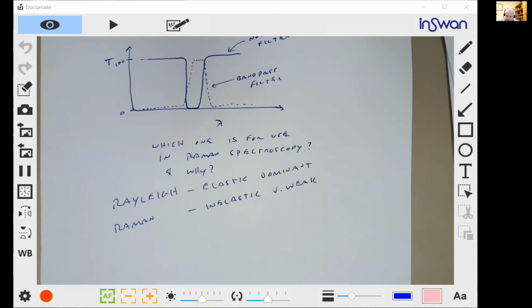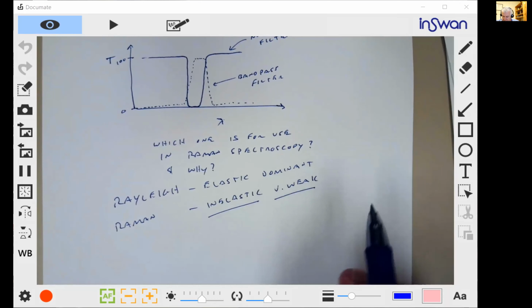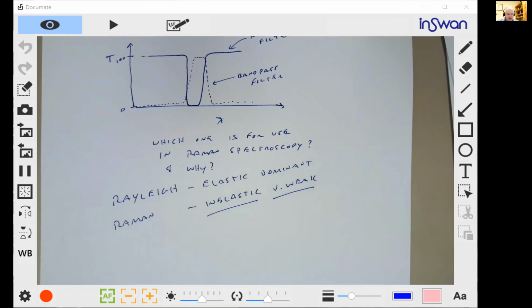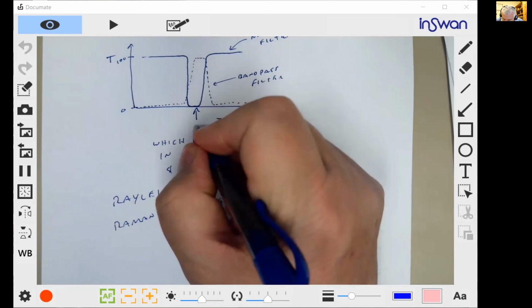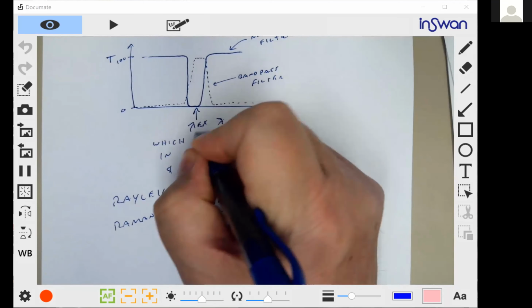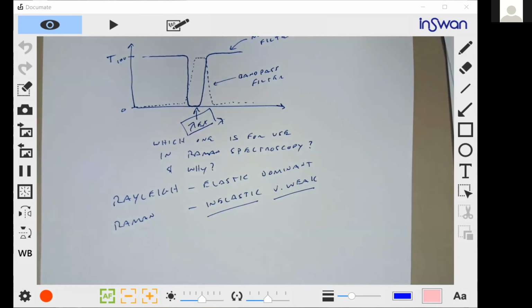So, if you want to catch the very weak inelastic photons, which of these filters do you need? A bandpass or a notch? Oh, I think a notch, because you're trying to exclude that middle section, right?